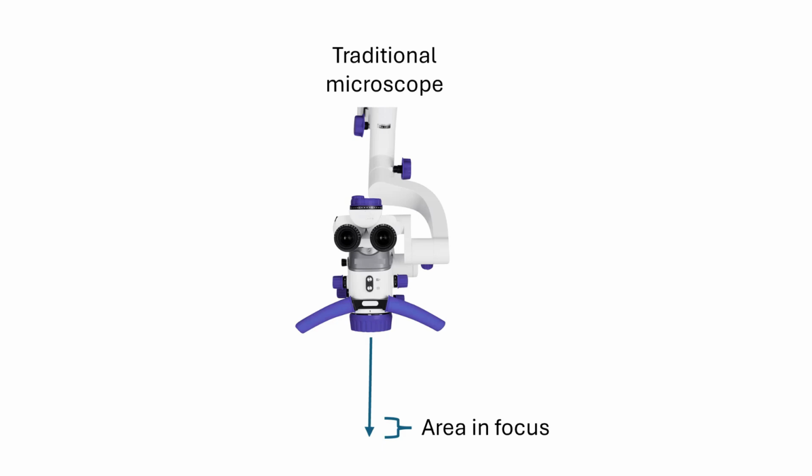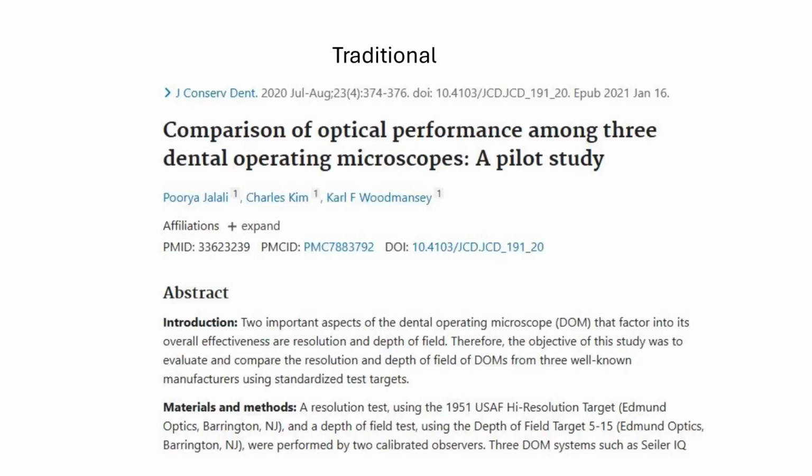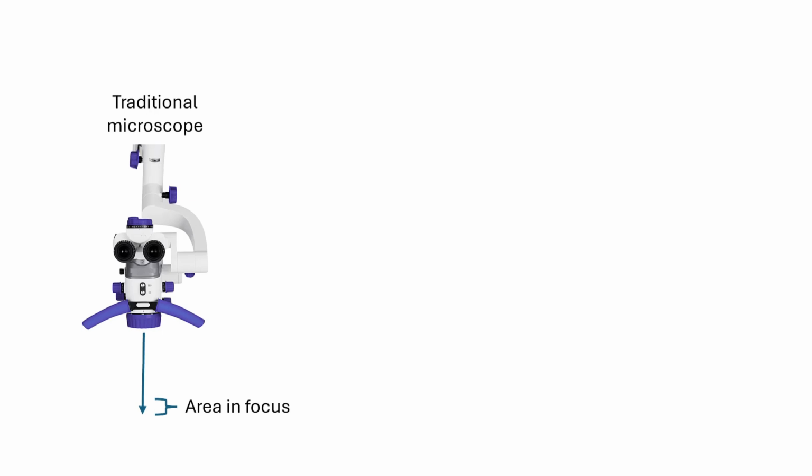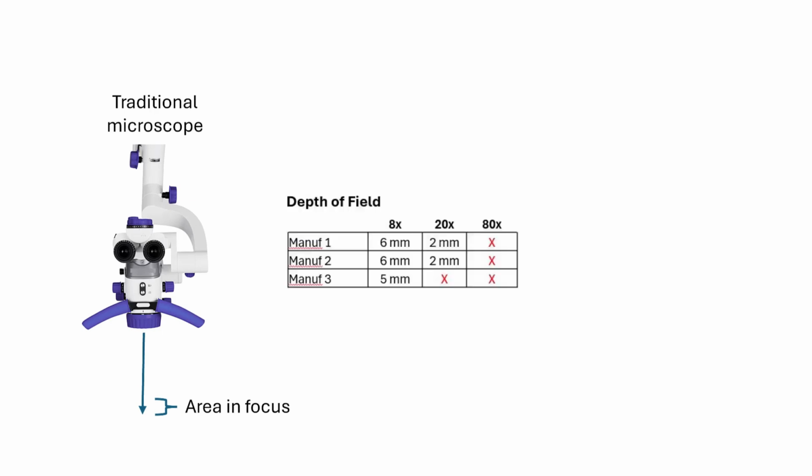absolutely flat. Now, quantitatively comparing depths of field can be tricky because, for all devices, the depth of field changes as you change the magnification. However, one paper measured the depth of field for 3 popular dental microscope models across different magnification levels. They found that the depth varied from about 2 millimeters to 6 millimeters depending on the magnification level.